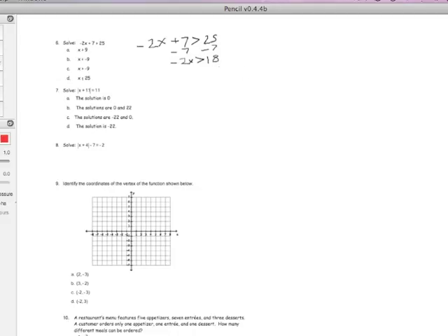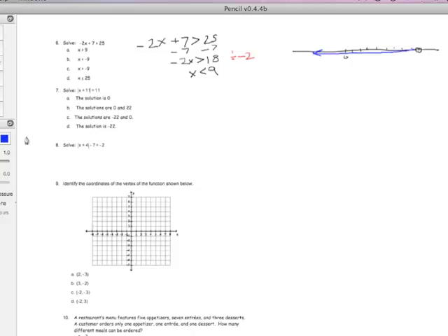And now when we divide both sides by minus 2, this is going to change the inequality, like we talked about before. So we have x is less than 9, and we really should plot this on the number line. 1, 2, 3, 4, 5, 6, 7, 8, 9, somewhere out here. And it's less than 9, so it's an open circle. And we shade everything to the left.